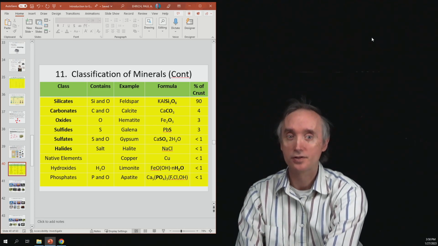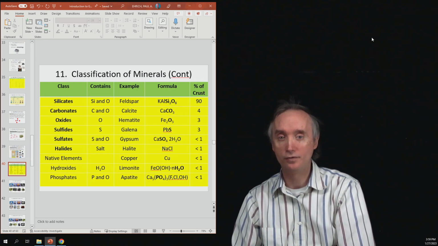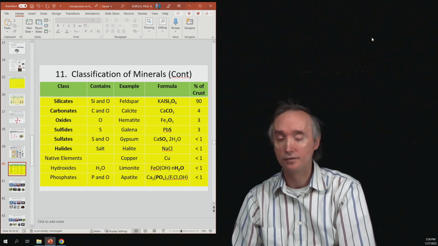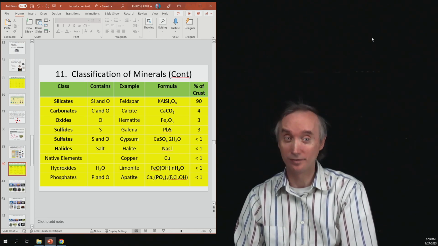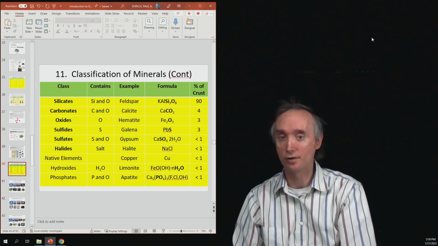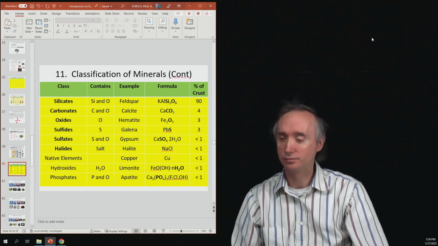Fertilizer. So this shows in that very last right-hand column the relative abundance of the various minerals found inside the earth. So you notice that the vast majority are silicates. And then about 4% is carbonates, and then oxides make up 3%, and then the sulfides make up 3%, and then the rest of it is less than 1% of the crust. Okay, so let's keep going here.